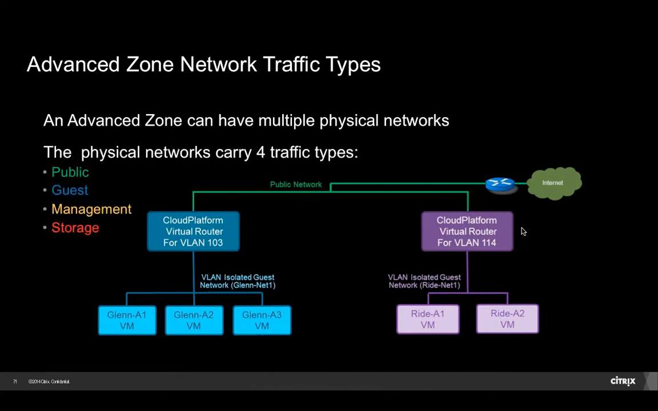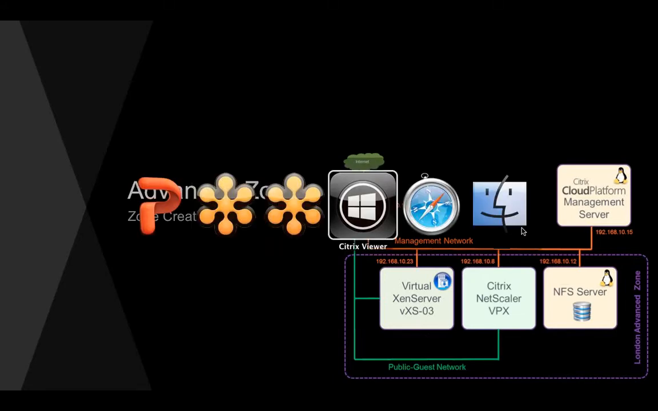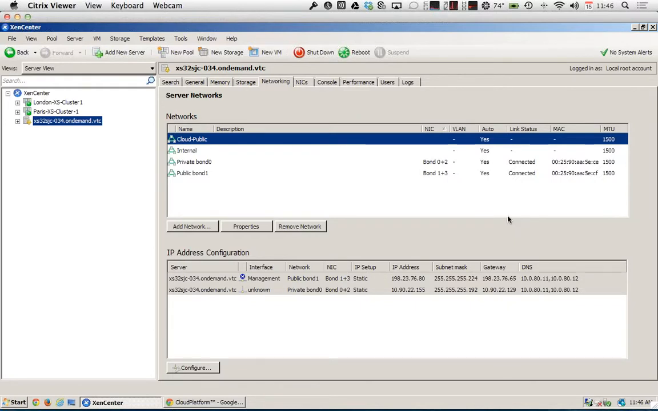So what are the traffic types? Public, guest, management, storage. Your public traffic, I should say, is when the guest VMs are accessing the internet. So here we see it from that virtual router outwards towards the internet. Your guest traffic is between the guest VMs and the virtual router. So it's what they're using to communicate between themselves.